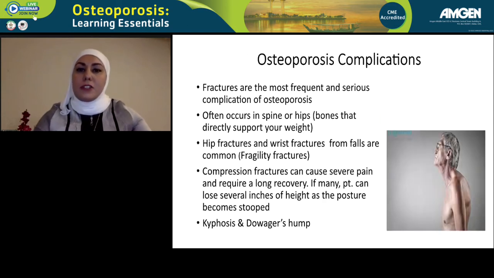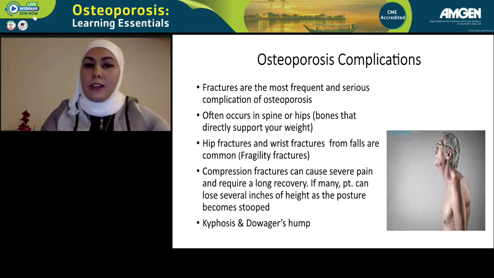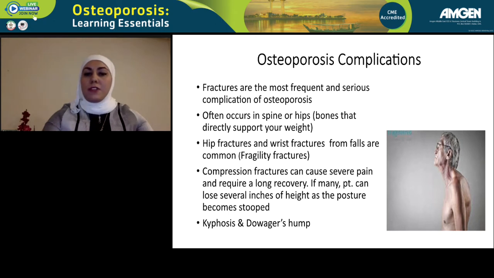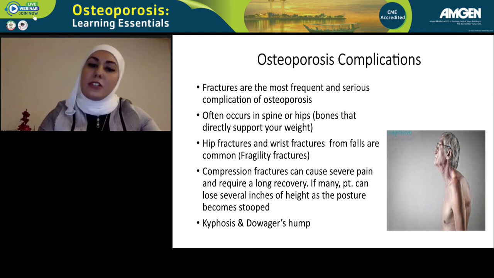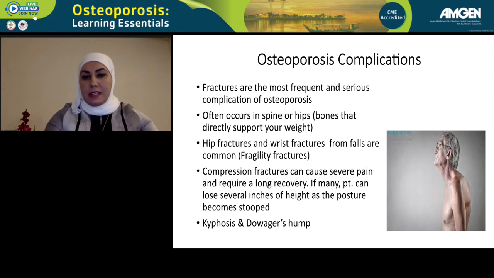What are the complications of osteoporosis? Fractures are the most frequent and serious complication of osteoporosis, often occurring in the spine or hip, the bones that directly support your weight. Hip fractures and wrist fractures from falls are common, which are fragility fractures. Compression fractures of the spine can cause severe pain and require a long recovery. Patients may lose several inches of height as the posture becomes stooped, and that may result in kyphosis or dowager's hump, as you can see here.